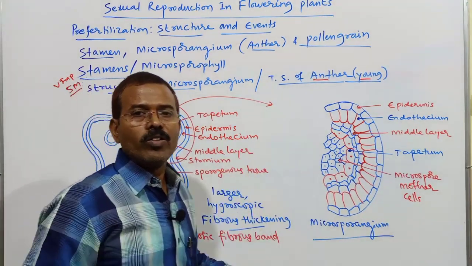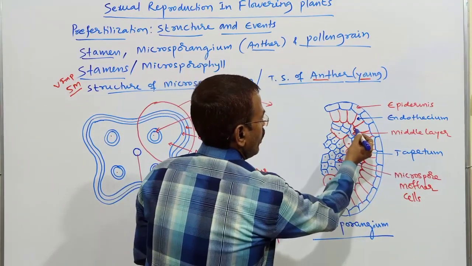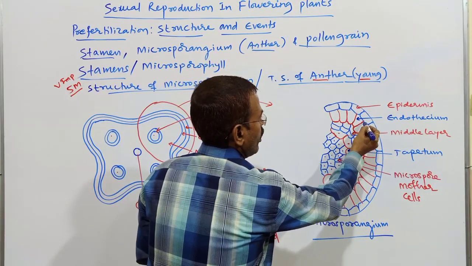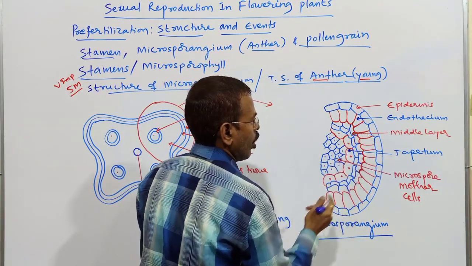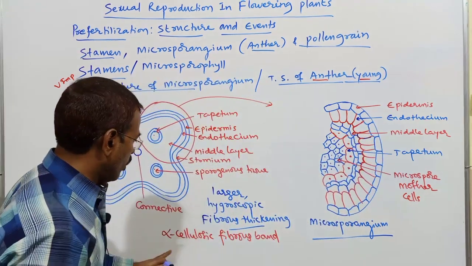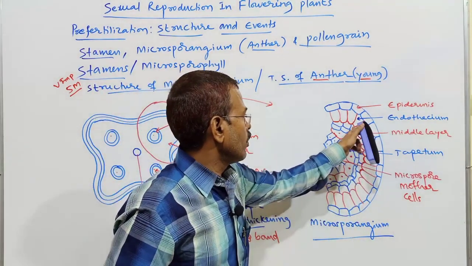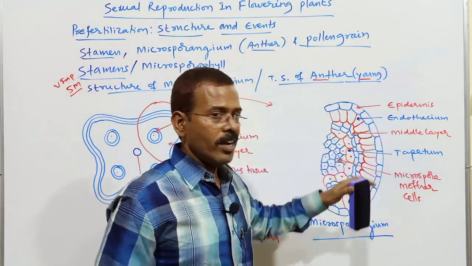Alpha cellulosic fibrous bands are present on the radial wall and the tangential wall. This is the radial wall, this is the tangential wall. So alpha cellulosic fibrous bands or fibrous thickenings are present along the tangential and radial walls.